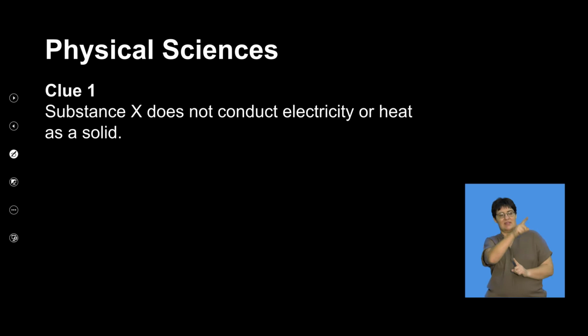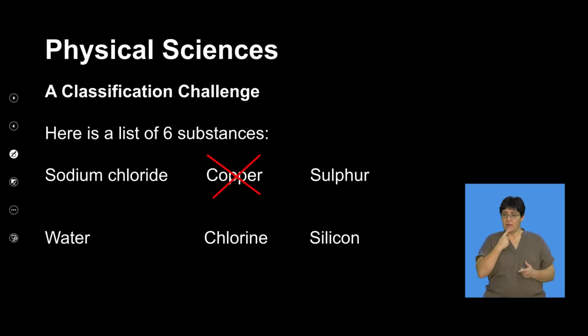Now, we're told that substance X does not conduct electricity or heat as a solid. What does that tell us? It means it is an insulator. So as a solid, we can take out copper, because copper is actually an electrical conductor. So we've eliminated the copper because we're saying X does not conduct. Copper does, because copper is a metal, right?